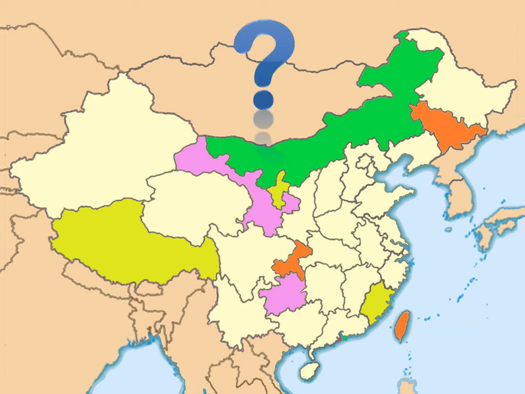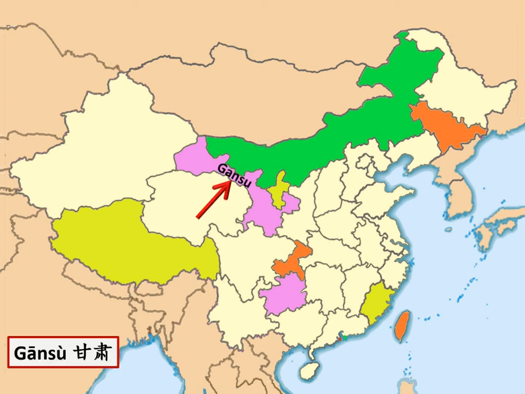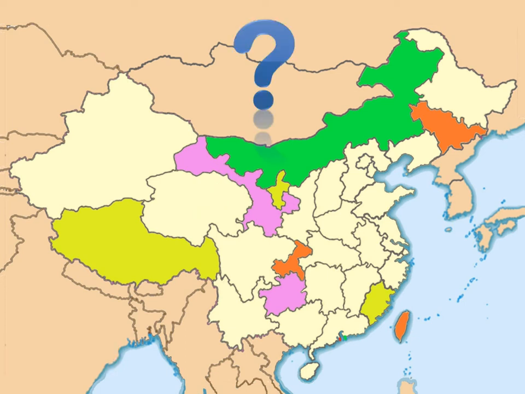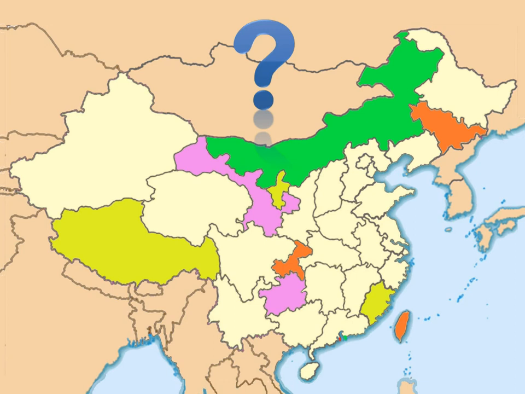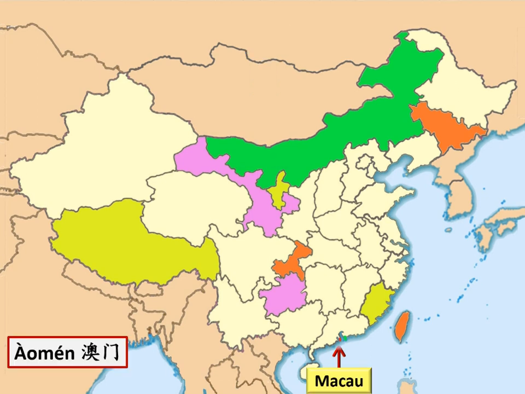What strangely shaped province was the historic corridor of the Silk Road? Gansu. Its urban core was formerly called Chongqing by Westerners. What is the name of this huge municipality? Chongqing. This tiny former Portuguese colony sits across the bay from Hong Kong. What is its name? Macau.